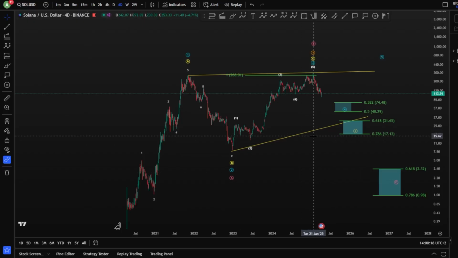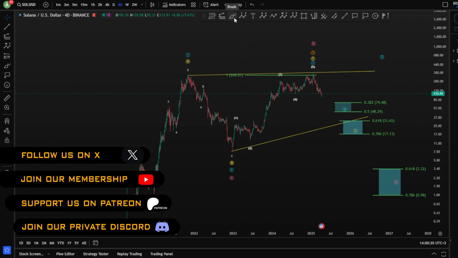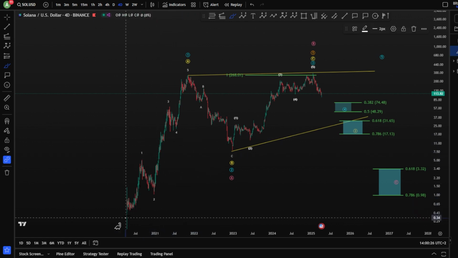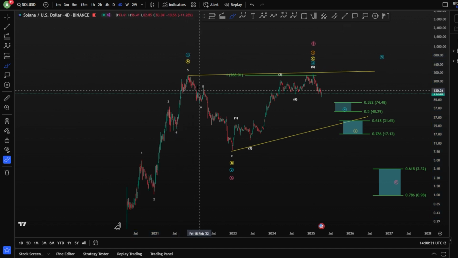Hello everyone, welcome to a new video for Solana price prediction based on Elliott wave analysis. Starting on the daily charts here, we are looking at several scenarios unfolding as bullish and bearish. So we have a 1, 2, 3, 4, and a 5, a finished wave A or a wave 1.